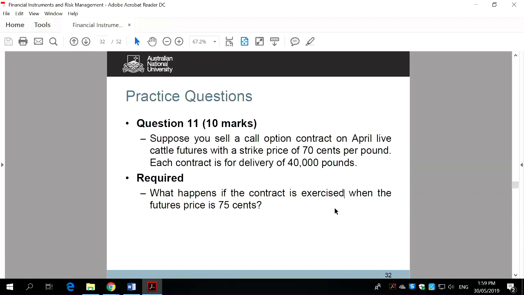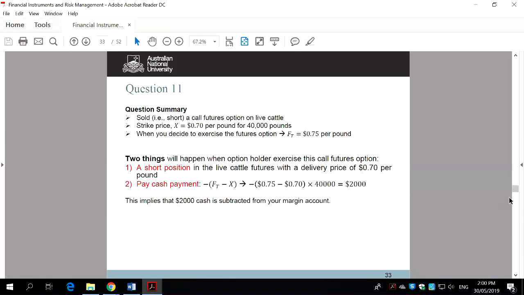Okay, question 11. Question 11 is the call option written on the futures contract. So question 11 says, suppose that you sell a call option on April live cattle futures contract with a strike price of 70 cents per pound, and each contract is for delivery of 40,000 pounds. So what happens if the option holder exercises this contract when the futures price is 75 cents? So this is the question you got for your quiz number 4.